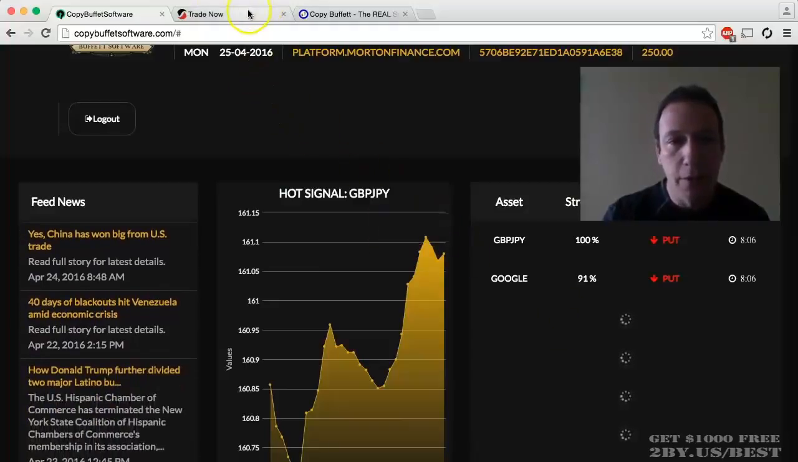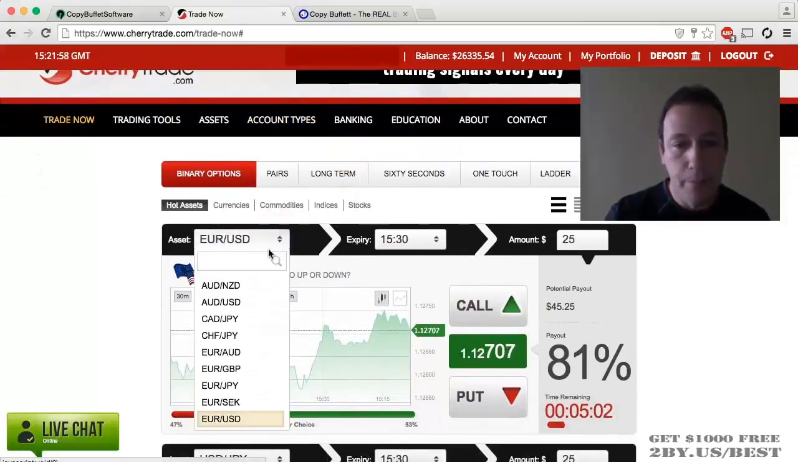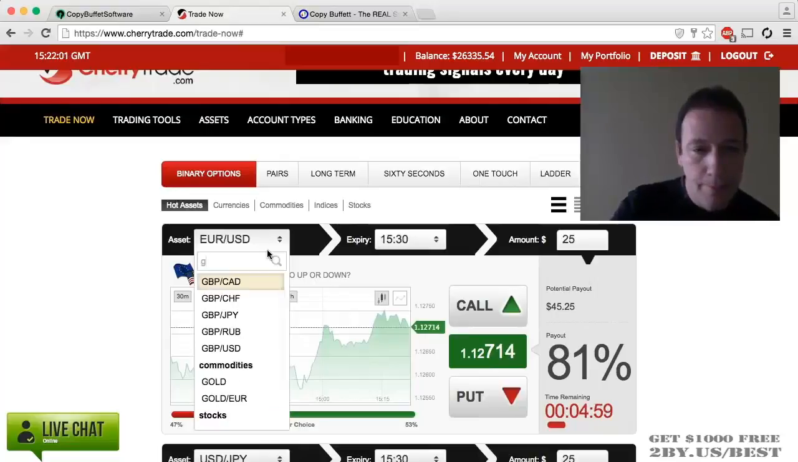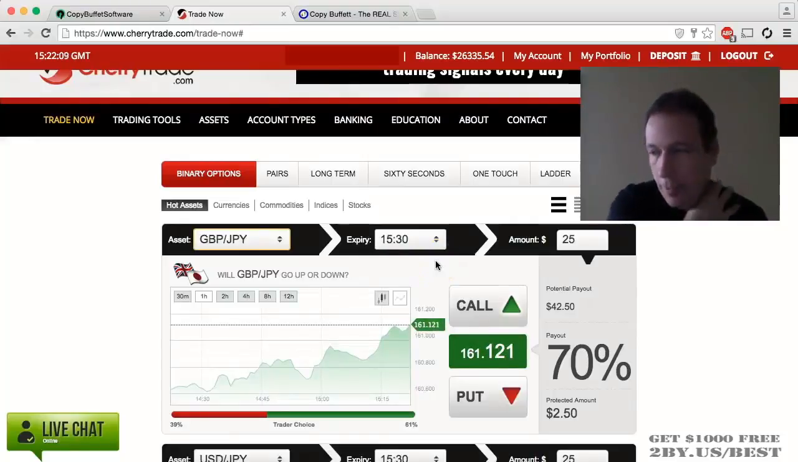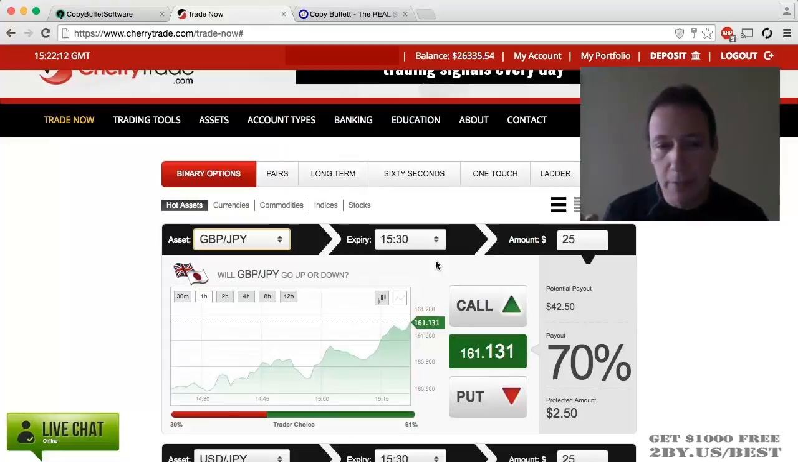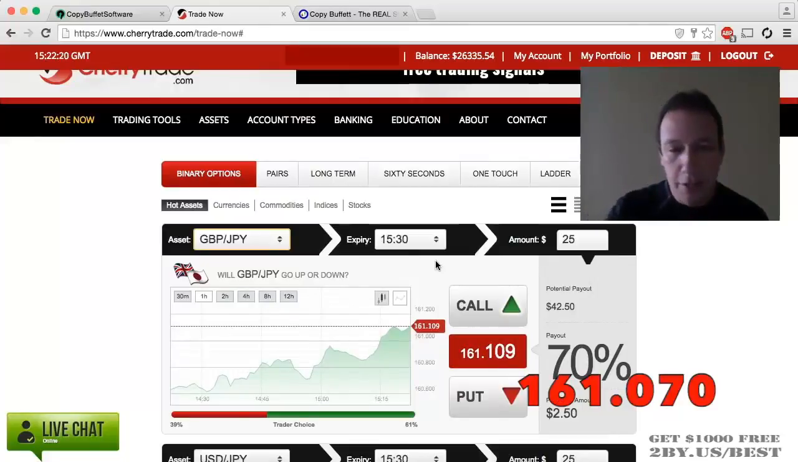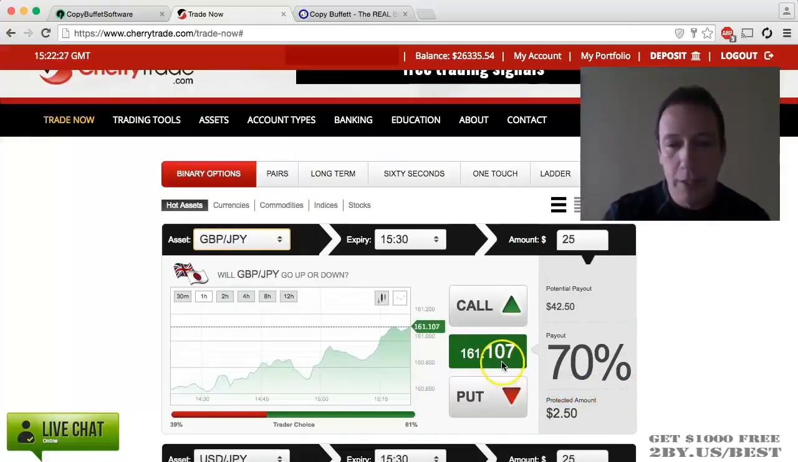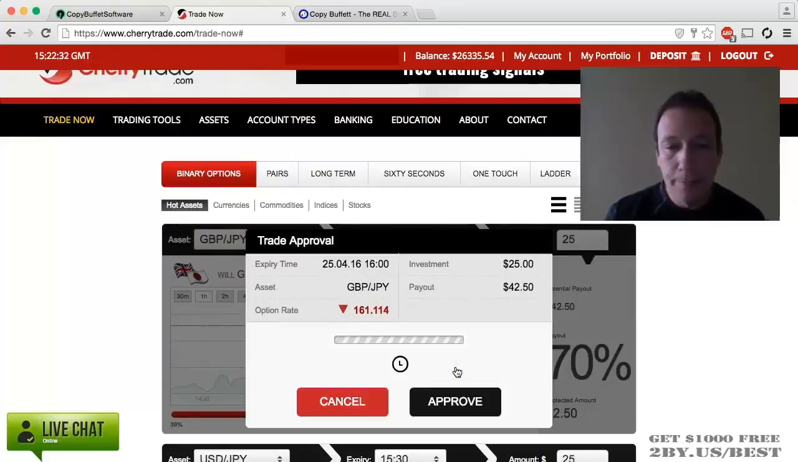So what we're going to do is we're going to go to our account. We're going to look up GBP JPY. Okay. Now the expiry is going to be at 1530. Okay, so what we want is anything above 161070 is good. As you can see, this is a little bit of an uptrend. We're above that. Because we're above that, if we take this trade right now for 1530, we believe we're going to get in on this trade.